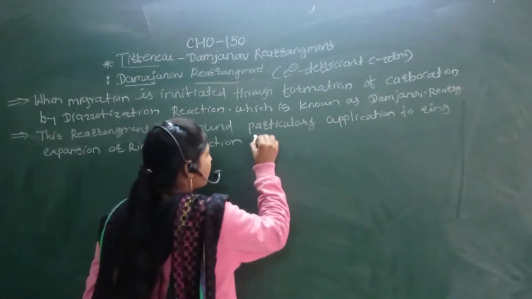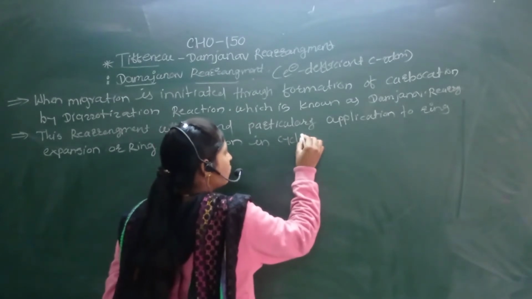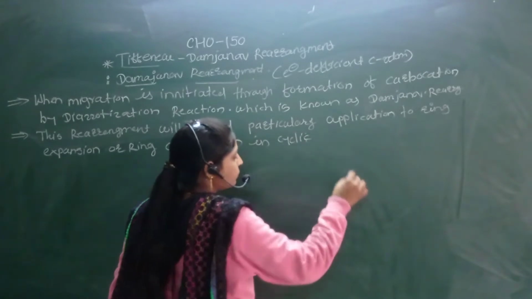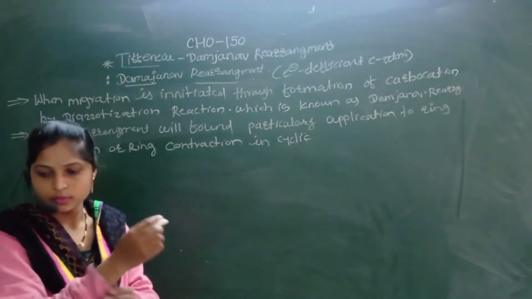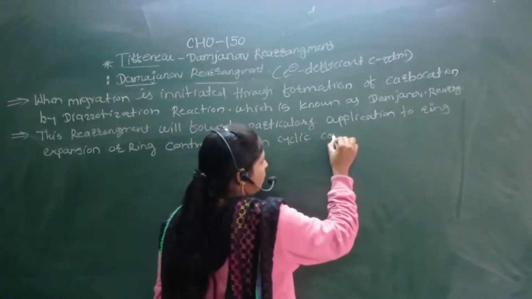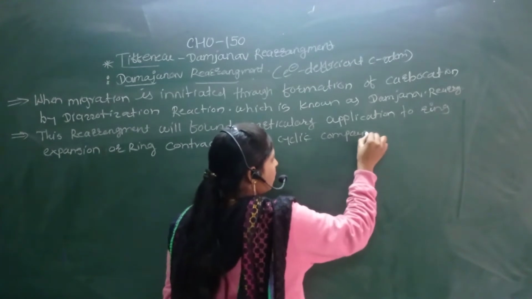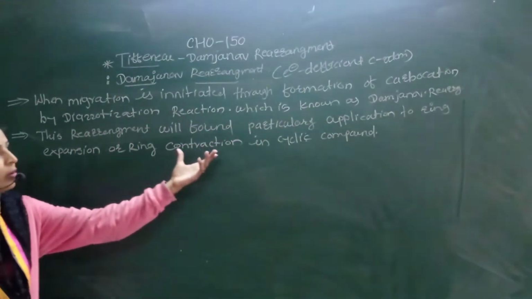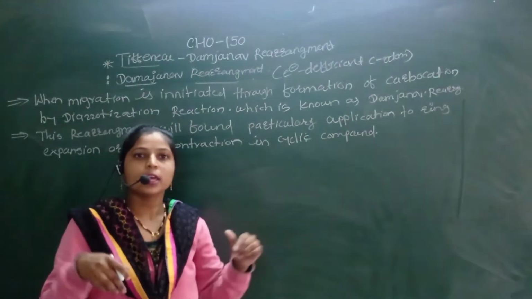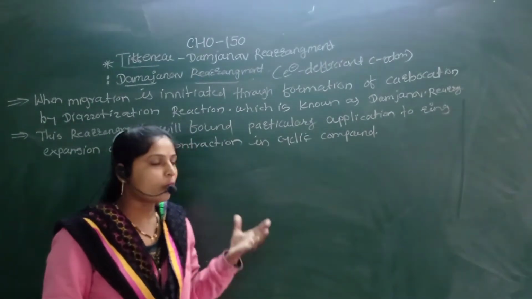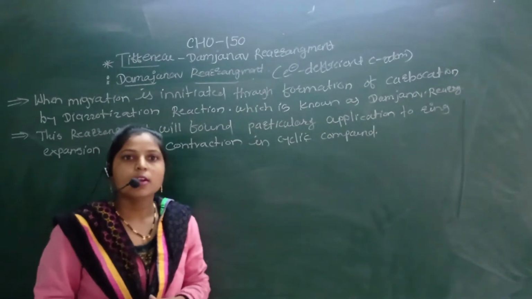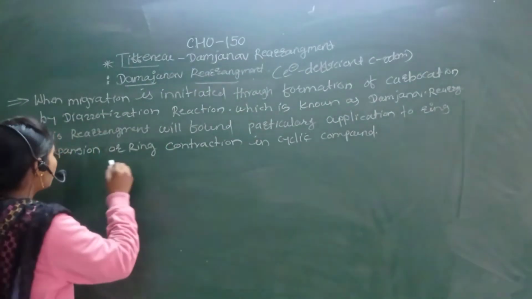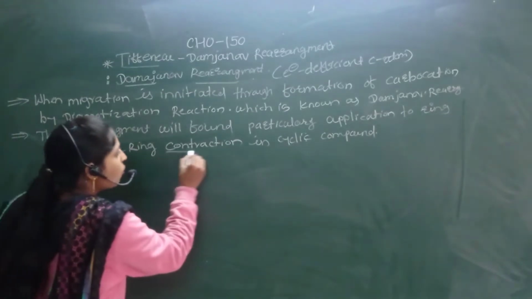In a cyclic ketone, cyclic compound, the rearrangement will find particular application in ring expansion or ring contraction. It will depend on the formation of which type of carbocation. So see here. What is ring expansion and ring contraction?